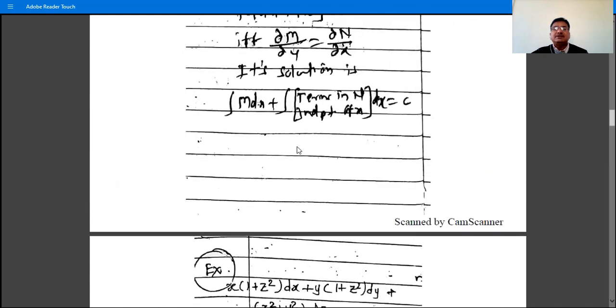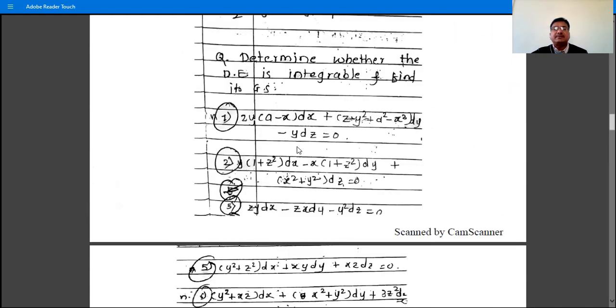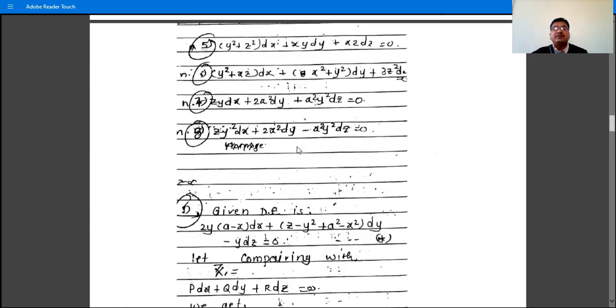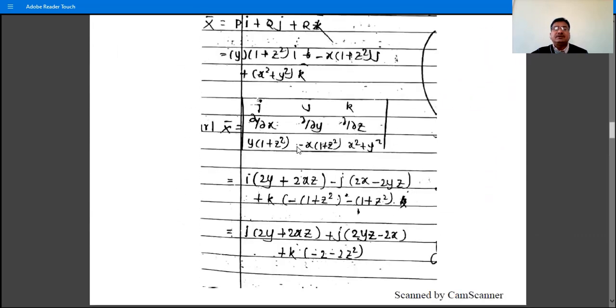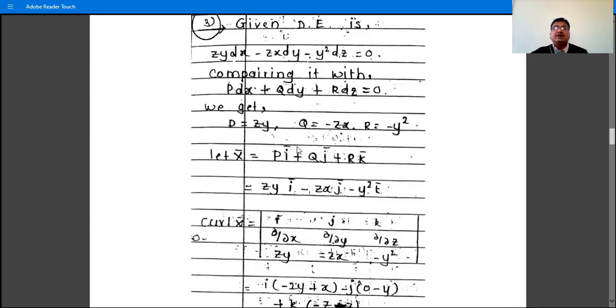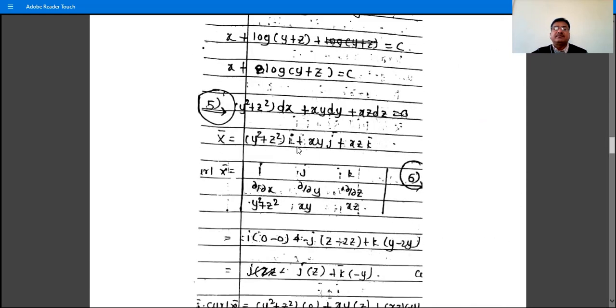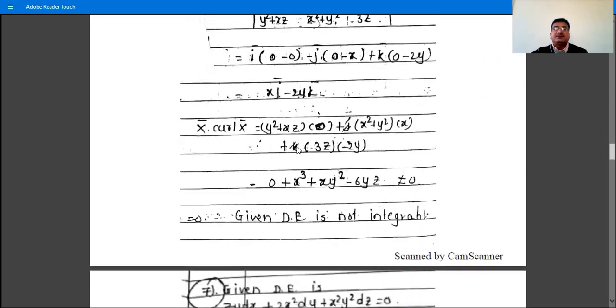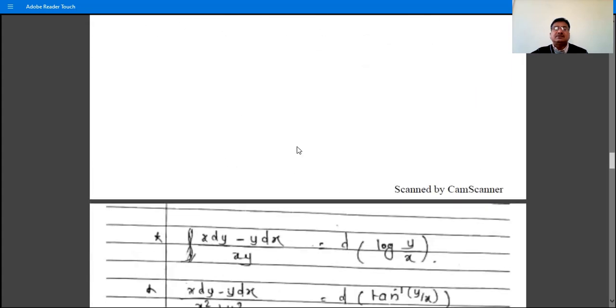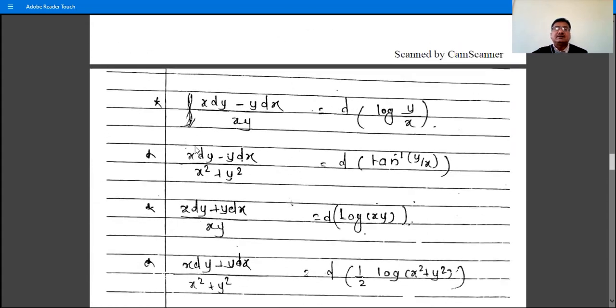So the given differential equation is in one variable separable form. In order to integrate the remaining factors, use this chart. So if the factor is of this type, x dy minus y dx divided by x into y, then it is the derivative of log y by x.